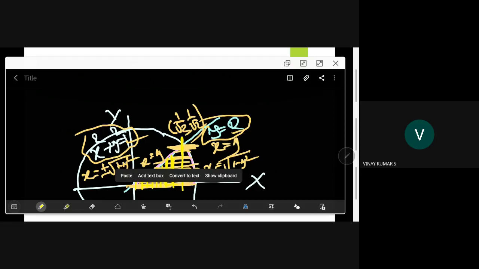The bottom part till here rests on the x-axis. The upper part rests on y is equal to x. But once this moves out, when you cross this x value, this x value is 1 by root 2. Already we have solved 1 by root 2, 1 by root 2.